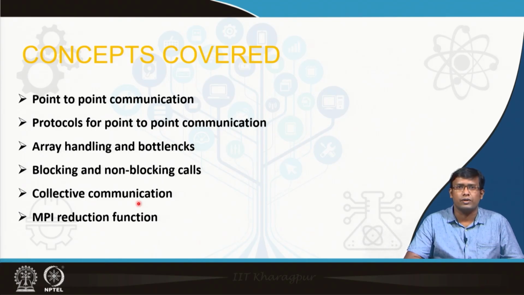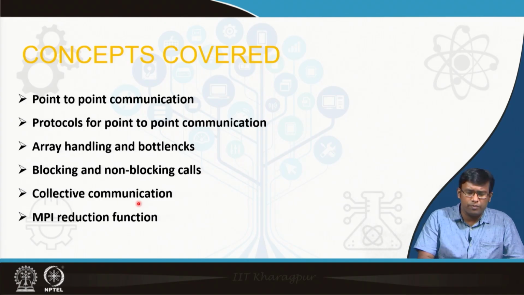We will look into collective communication, and we will look into the MPI reduction function. In OpenMP we have looked into the reduction function. Reduction functions are very important in scientific computing. We have discussed that if there is some calculation which has to be done in parallel by multiple processors, and each processor comes up with its local value, and finally all these local values are to be combined to get a global value, reduction is the right operation for that.